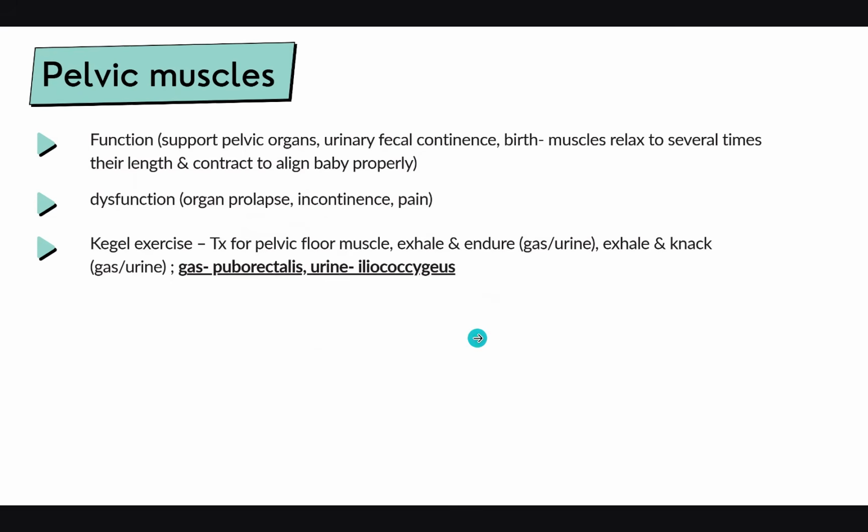Now, in order to exercise these muscles, we have something called Kegel exercise, and what the person does is that they exhale and they contract these muscles. Now, if they're trying to contract the muscles responsible for the anal tone by trying to hold in gas, they're exercising the puborectalis muscle. But on the other hand, if they're trying to hold in urine, they're exercising the iliococcygeus muscle. All right, this is important for you to know.